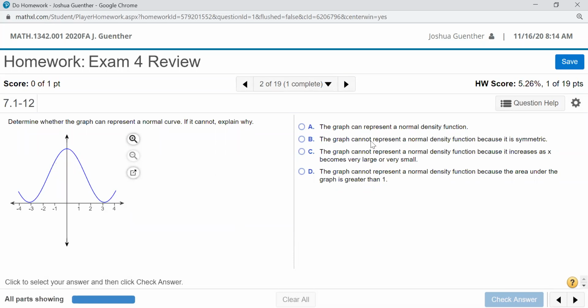So now we just gotta read all these carefully. Not answer choice A. Answer choice A is claiming it is a normal curve. Answer choice B is saying it's not symmetric, but it actually is still symmetric. It's just that's not the reason it's not normal. Part D here says the area under the graph is greater than 1, which is not allowed. Well, actually, we don't know that. You don't know that from this graph. That's more advanced, to really calculate the area under the graph. So it's got to be C.